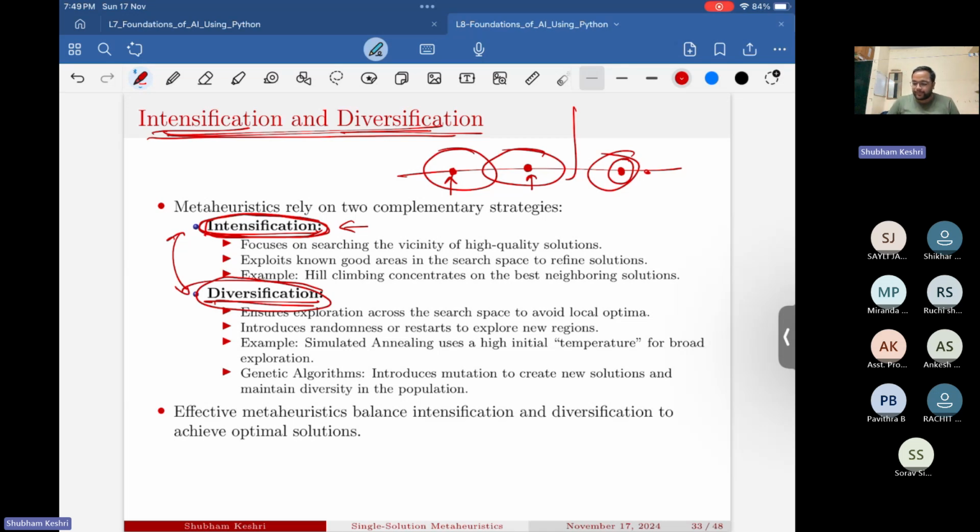And there is a trade-off. There's a balance between these two. Either you can intensify or you can diversify. You cannot do both at the same time. There are some algorithms which try to do both at the same time, but strictly speaking, दोनों साथ में it's difficult to do. ठीक है? Any doubt?